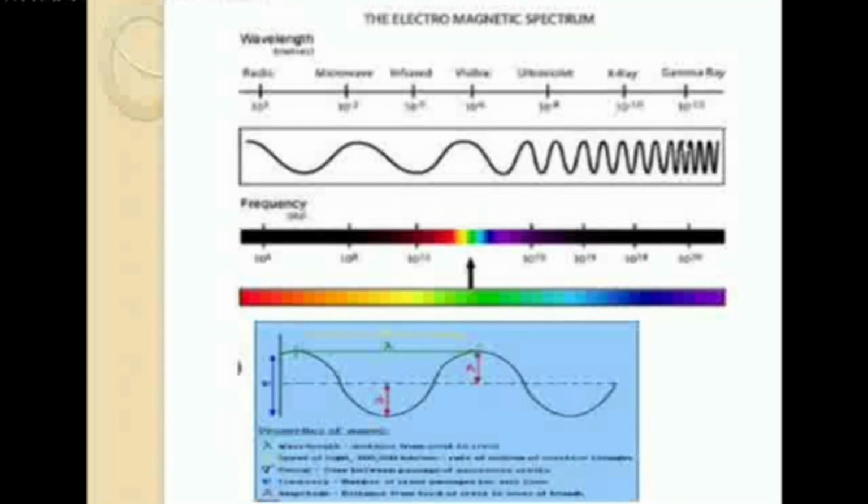Now the electron microscope: the wavelength is 1.67 angstrom. 1.67 angstrom is a very small value. 1.67 angstrom means 1.67 into 10 to the power of minus 10. That means it is nearly equal to the X-ray region. Okay, right.